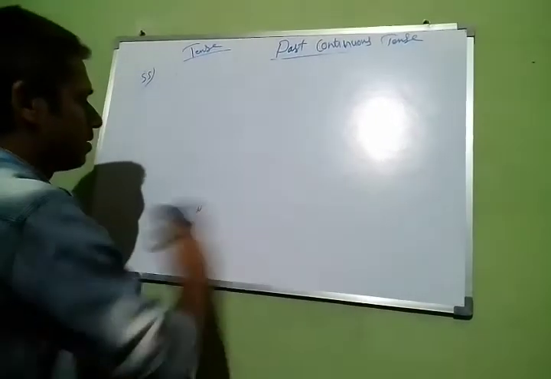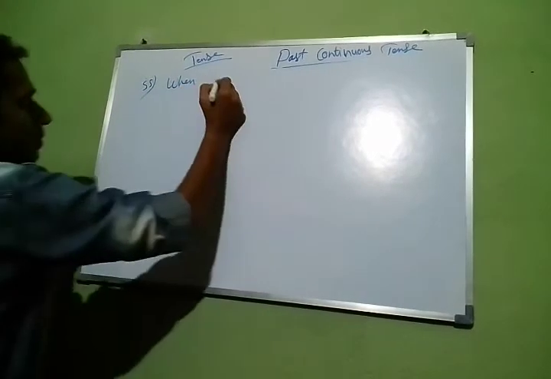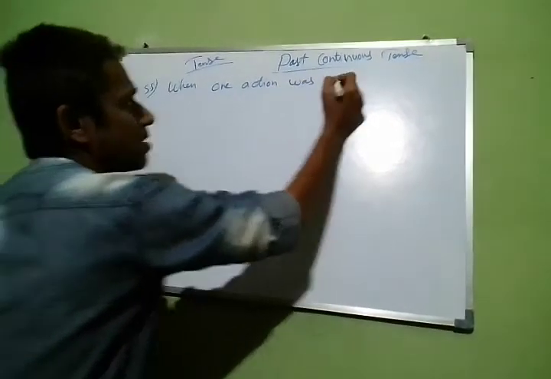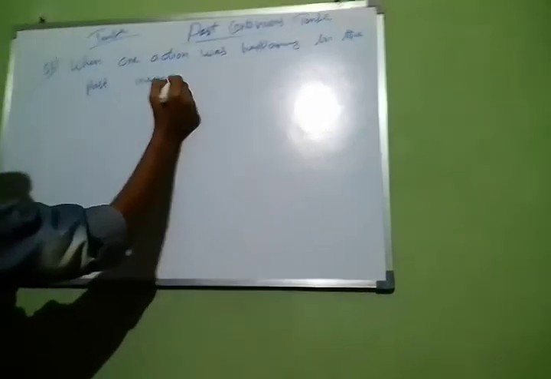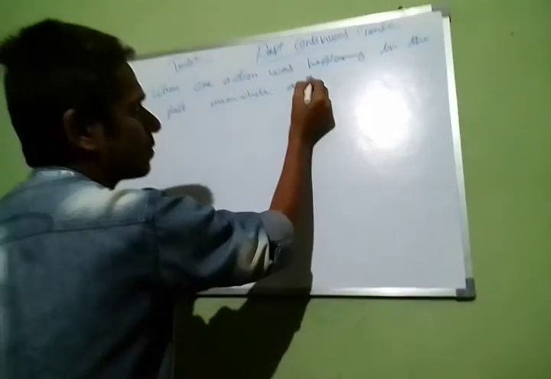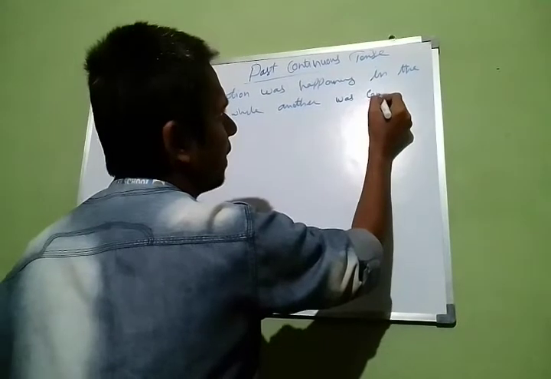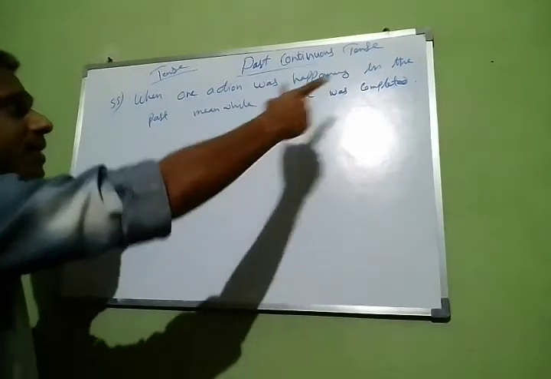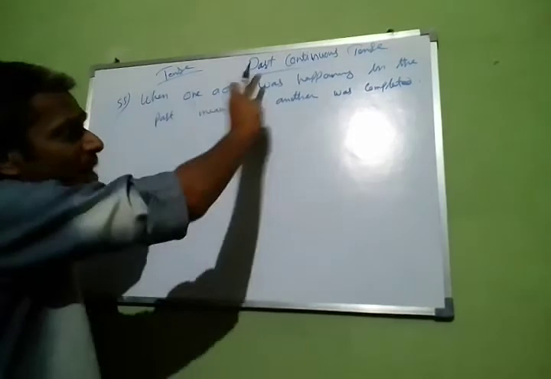When one action was happening in the past, meanwhile another action was completed. जब पास्ट टाइम में ही एक एक्शन चल ही रहा था, चालू था, कंटिन्यू था, और उसी बीच दूसरा काम खत्म हो गया, तो उस कंडीशन में भी हम पास्ट कंटिन्यूअस टेंस यूज करते हैं.